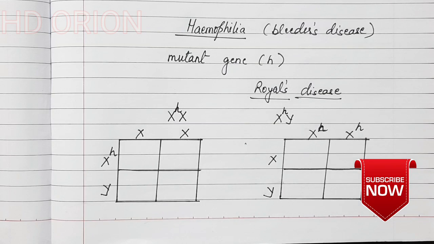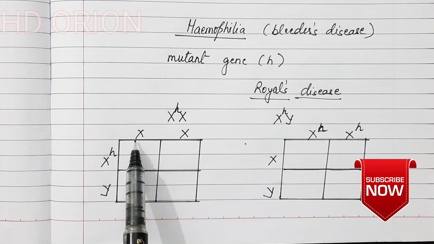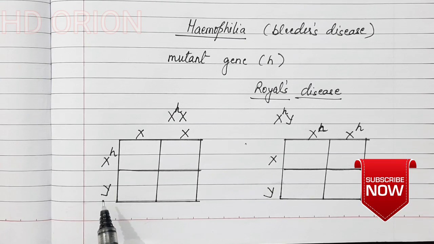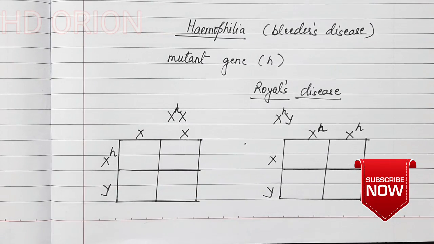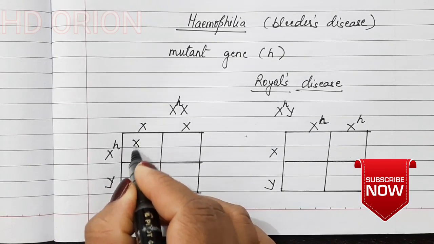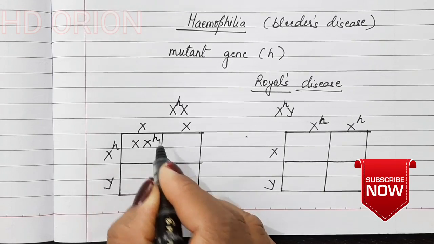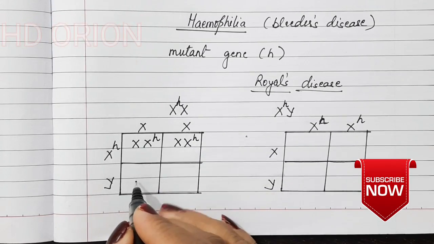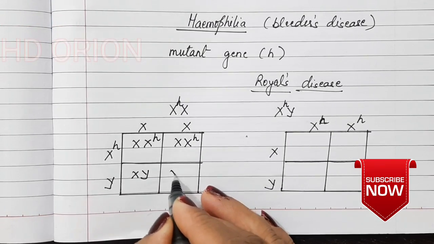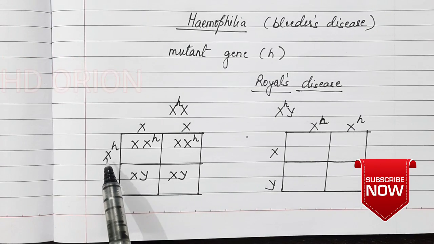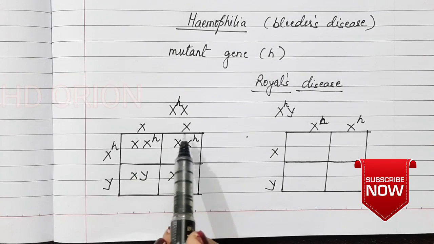Now let us understand hemophilia by these two examples. I have taken two Punnett squares over here in which there is a normal mother and a hemophilic father. Let us find the offspring. This is a carrier daughter, another carrier daughter, a normal male, another normal male. So this is the condition in which the father, who is hemophilic, is married to a normal mother.